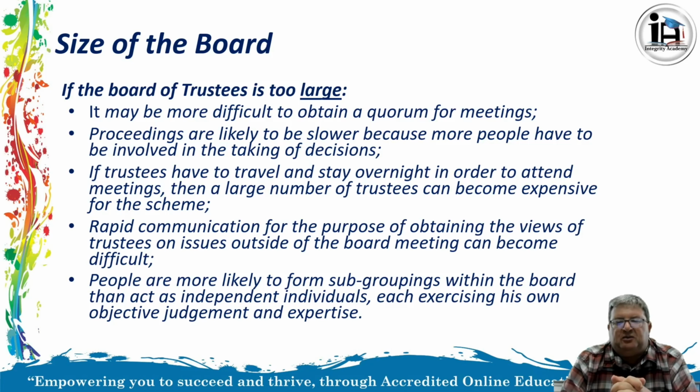Proceedings are likely to be slower because more people have to be involved in taking decisions. So decision making will take longer. If trustees have to travel and stay overnight in order to attend meetings, then a large number of trustees can become expensive for the scheme because they have to pay for everybody's travel, accommodation and food, etc. So it can be pricey, costly.